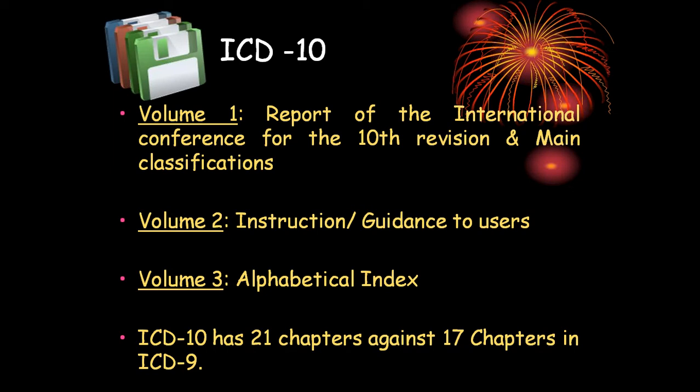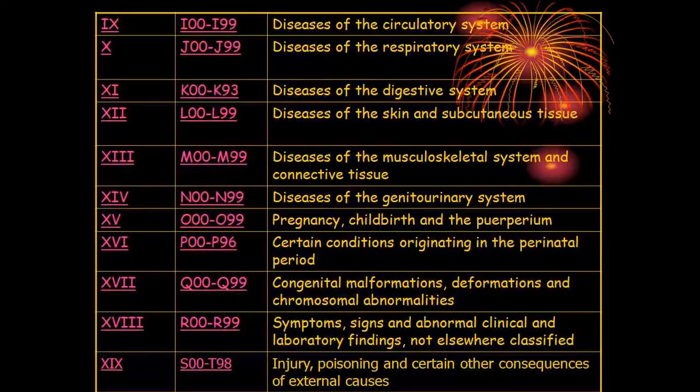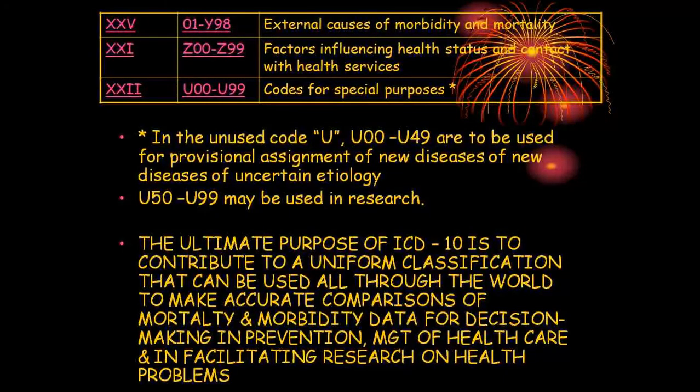ICD-10 has 21 chapters, and ICD-9 had 17. With every ICD revision, chapters are being added. Okay, so see, these are the chapters. This is a table given in the book. You just have a look. You don't have to read in between. And if at all it comes in the exam, it has never come, it will come as a short note.